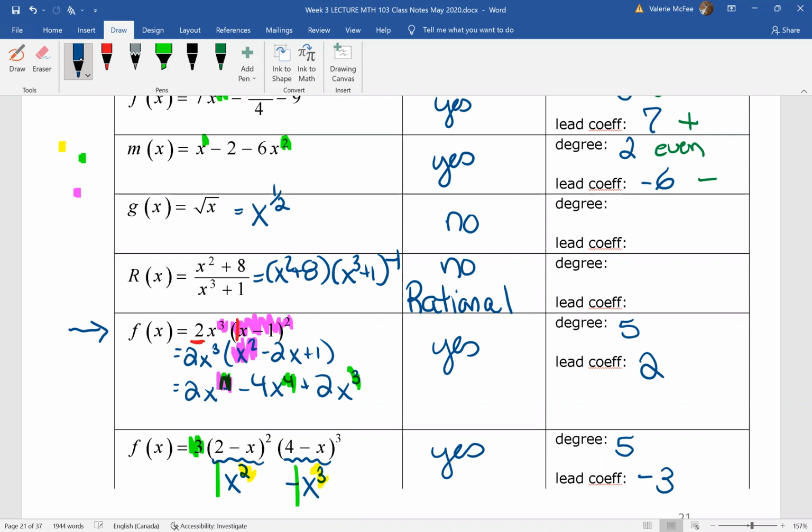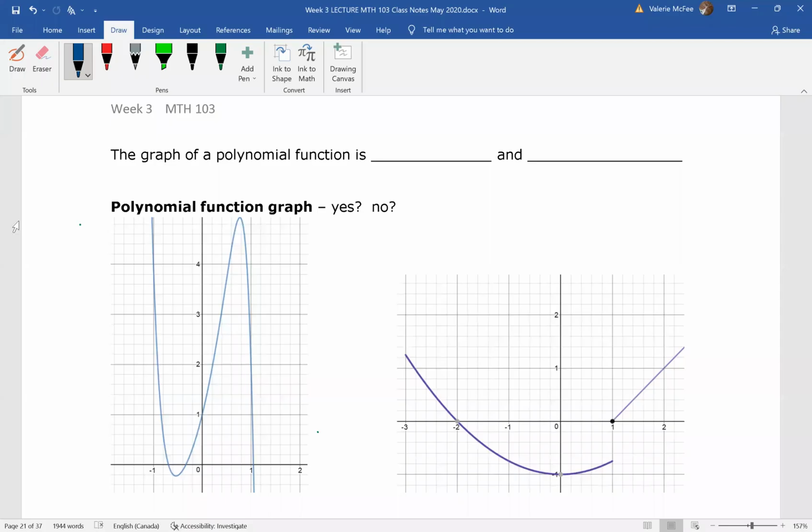You will want to practice finding the degree and the leading coefficient because it's going to be important as we move forward and look at graphing polynomial functions. We say that the graph of a polynomial function is smooth and continuous.